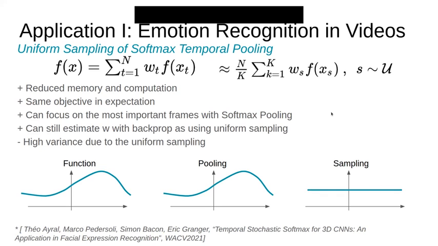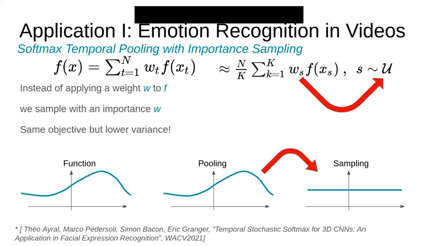And this will give the advantages of Monte Carlo sampling, so reducing the memory. And we will also have the advantage of softmax pooling to focus on the part of the video that is more important, but it will increase the variance of the estimation because we sample uniformly. So we will have parts of the video that are more important, but we sample uniformly, so a big part of the time we sample parts of the video that are not so interesting.